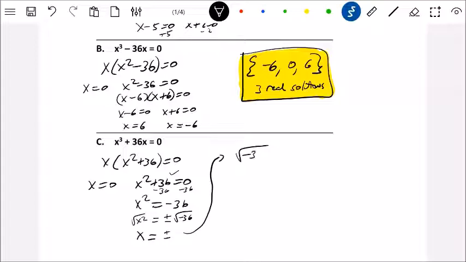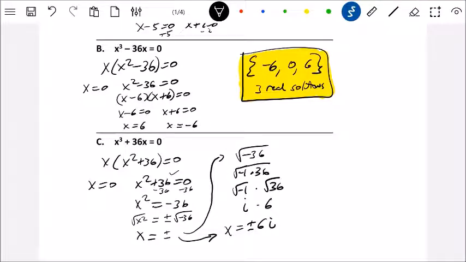The square root of negative 36 is equal to the square root of negative 1 times 36, which is the square root of negative 1 times the square root of 36. The square root of negative 1 is i, and the square root of 36 is 6, but it's plus or minus. So that means x is equal to plus or minus 6i. So we have for our solution set 0 and plus or minus 6i.